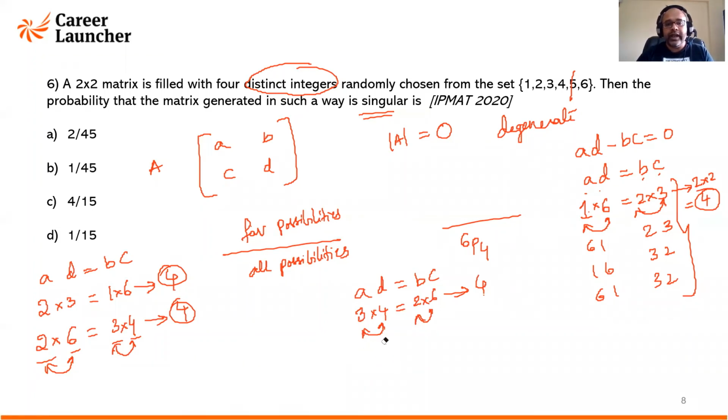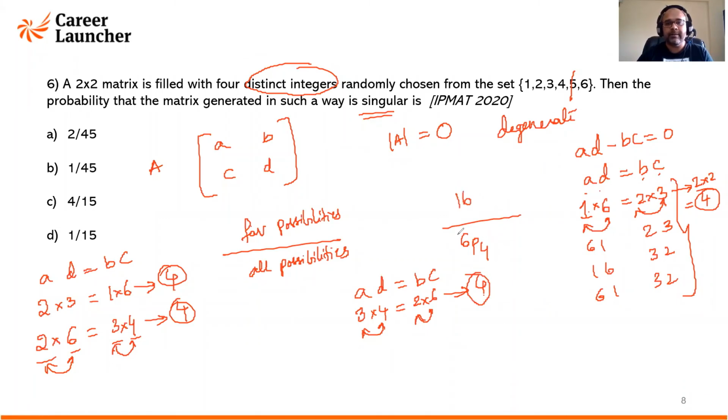Next, if you move on to A as 4, then D cannot be any other number because the only thing left is 6. 4 into 6 is 24 and you cannot achieve 24. So totally you got 4 fours as the possibilities.